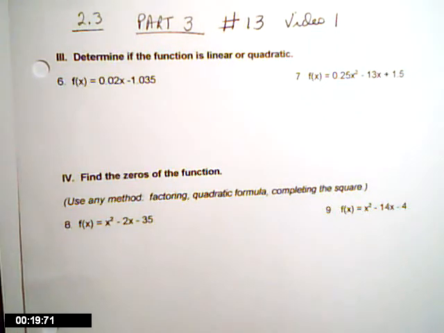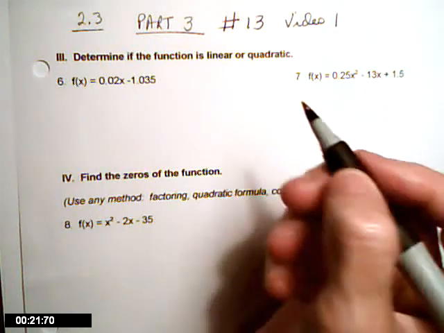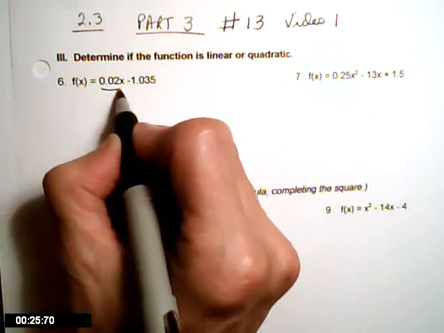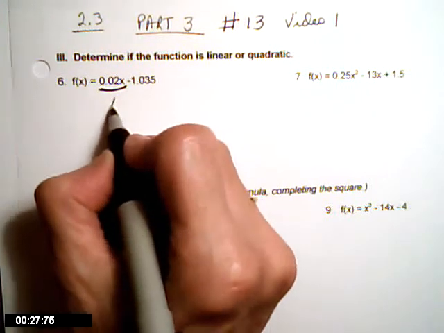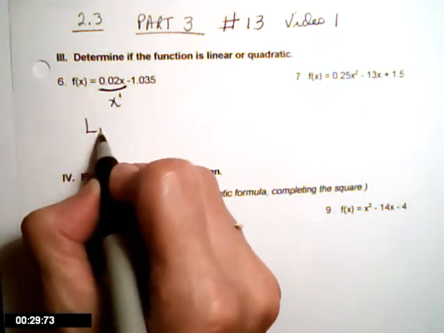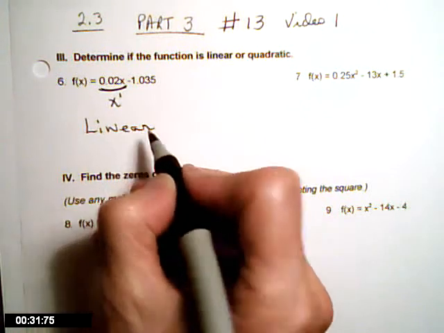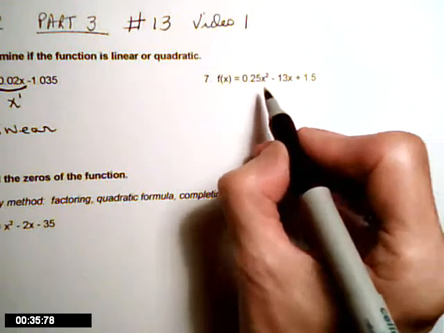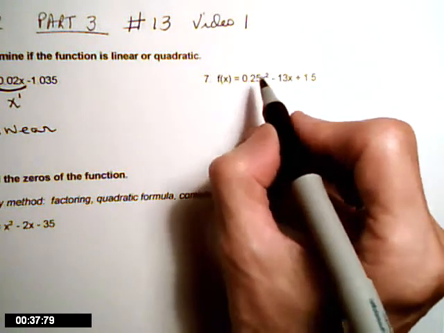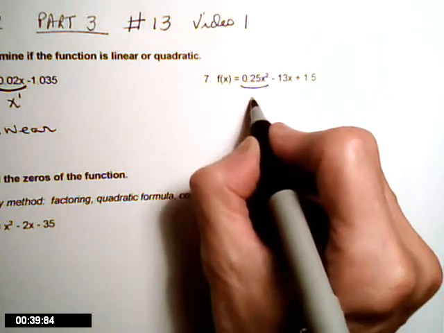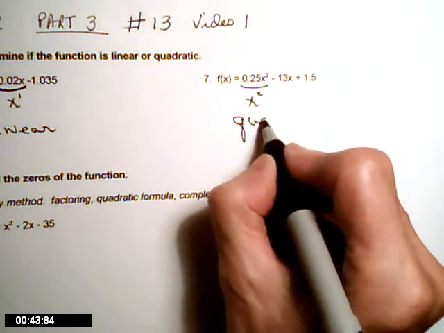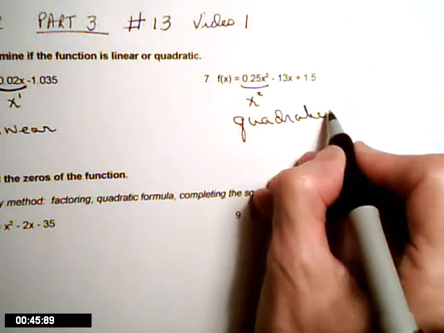We're going to look at a function and determine if it's linear or quadratic. In the first problem, if you'll notice, the only variable there is x to the first power, which tells me that this is a linear function. The second example I have, if you'll look at the highest power for x, I have an x squared. And if I have an x squared, this is known as a quadratic function.